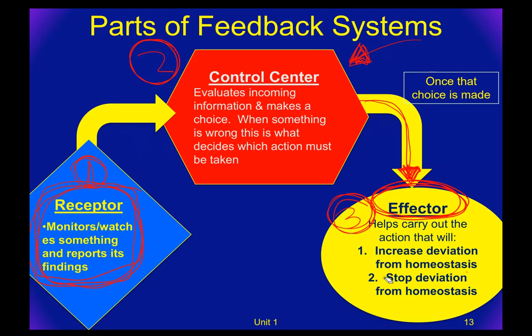However, if this were an example of a positive feedback loop, the control center makes a decision, goes to the effector, and there's an increase in the deviation from homeostasis. I'm being pushed further out from my window, then it's positive feedback.